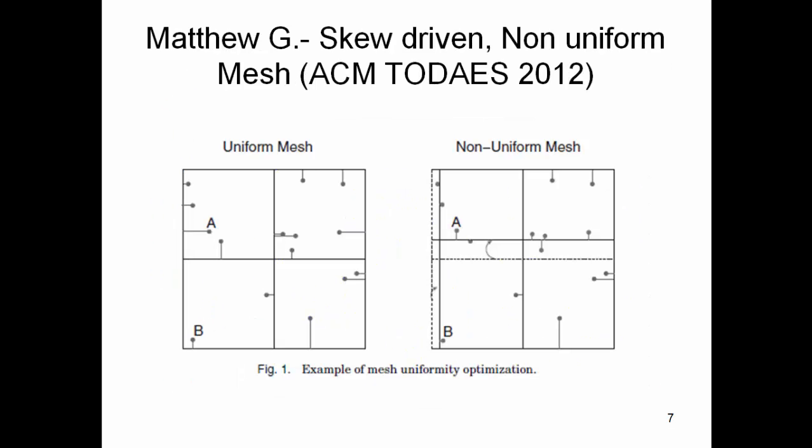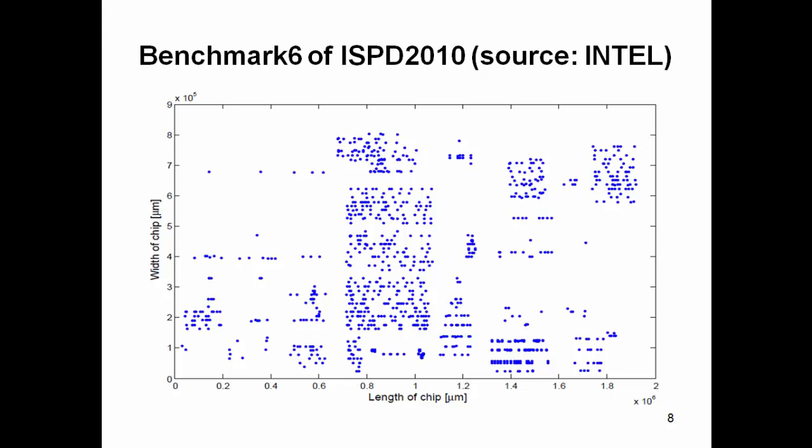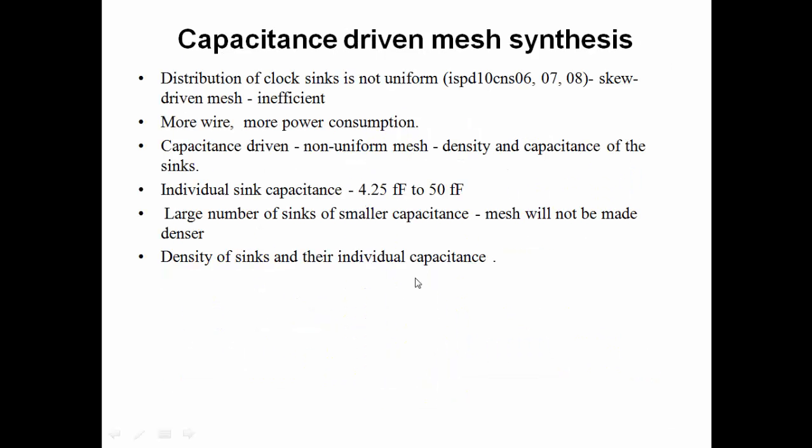But having said all this, if you look at a real case, this is the ISPD 2010 benchmarks. ISPD is the International Symposium on Physical Design, and when they had the clock network synthesis contests in 2009 and 10, they released these benchmarks which were from real Intel designs. And this is one benchmark where you can see the distribution of capacitance. These dots represent the clock sinks, and in the file accompanying this figure, they have told what the individual capacitance at each sink is, and you can see that the distribution of clock sinks is really non-uniform, and even the load capacitance was varying.